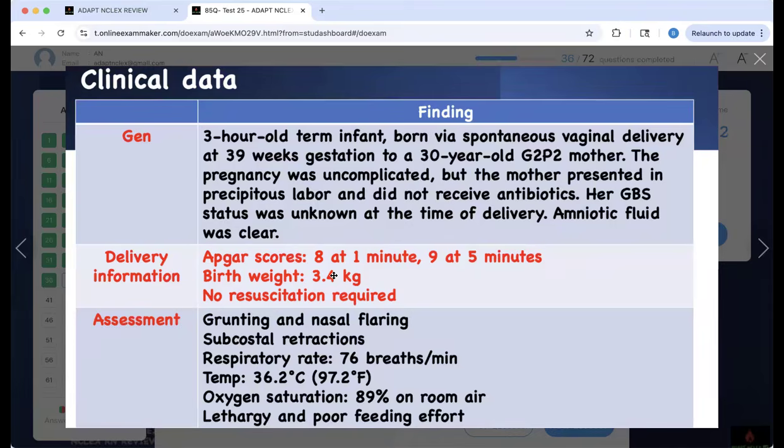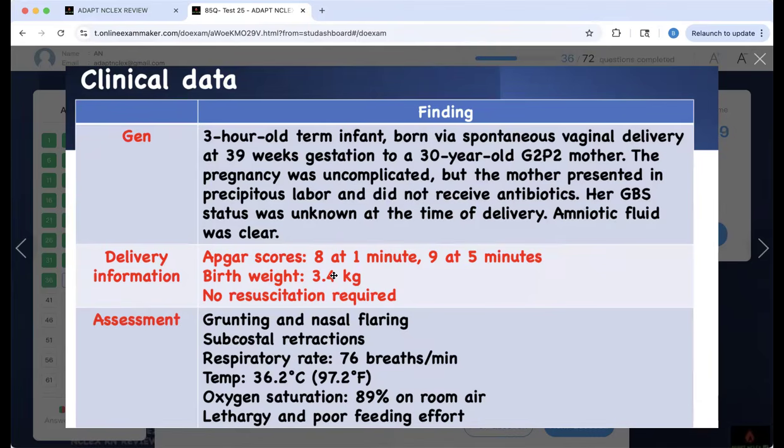Another next generation question: a 3-hour-old newborn case study. The baby was delivered via what? Vaginal delivery at 39 weeks gestation to a 30-year-old mother. So 3 hours, just born. The pregnancy was uncomplicated. Nothing happened. The mother presented with what? Precipitous labor. That's why it's 3 hours.